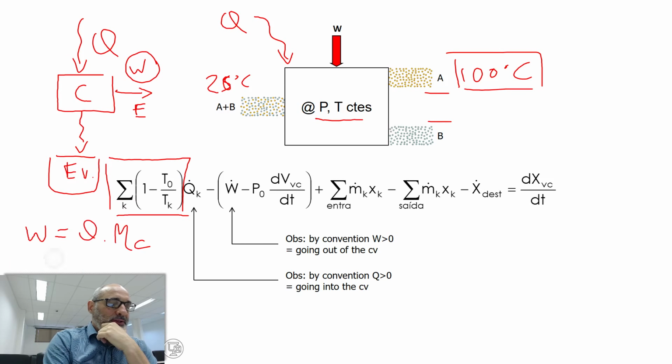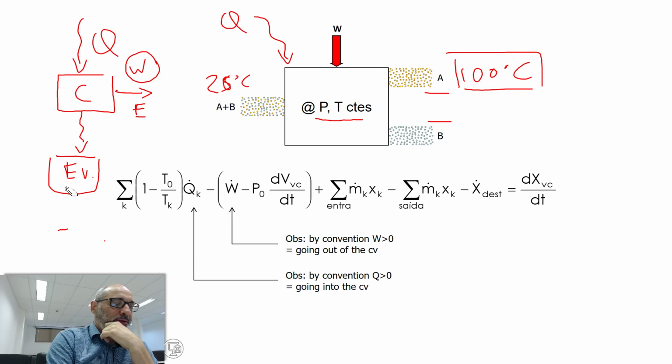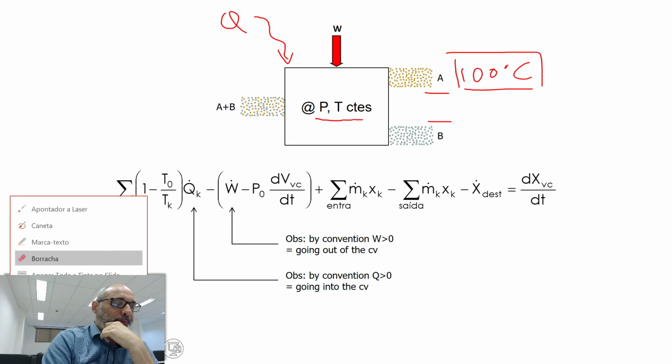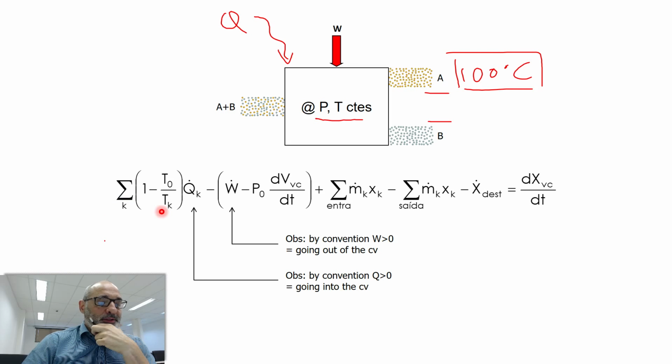okay? Let me just erase here because it's becoming too polluted. Just to remember the ideas of last week, okay? So this first term here is the exergy content of any heat flux, which we are going to consider adiabatic, so we don't have it, okay? But anyway, the term is there. This other term here is, well, work, okay, being exported.